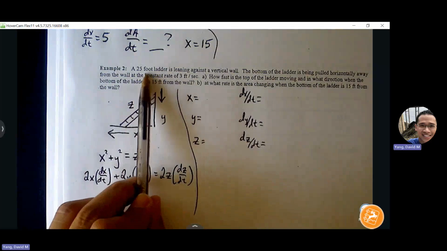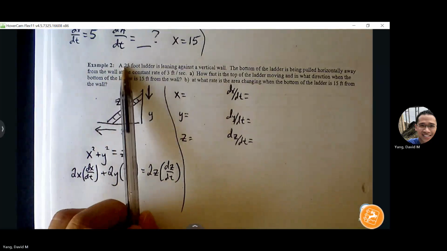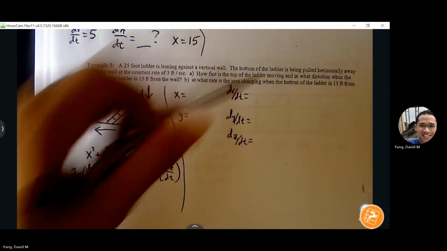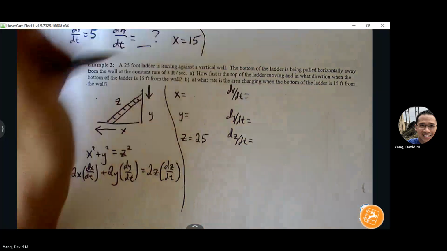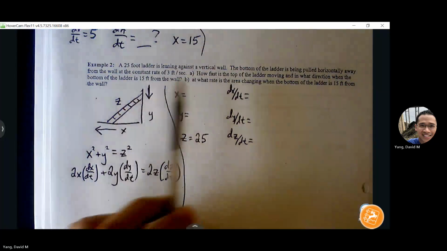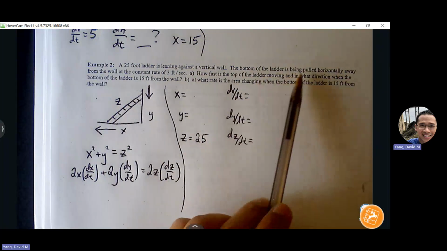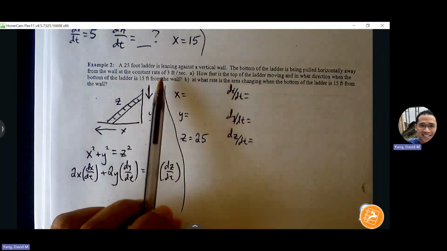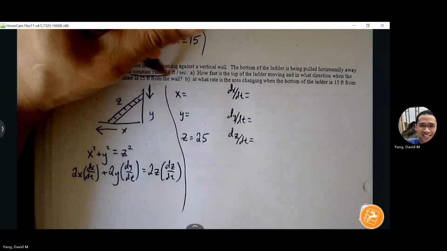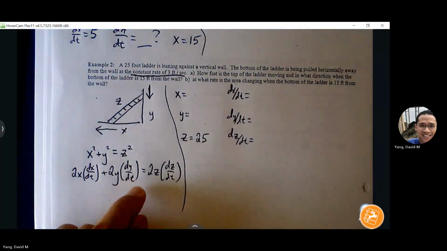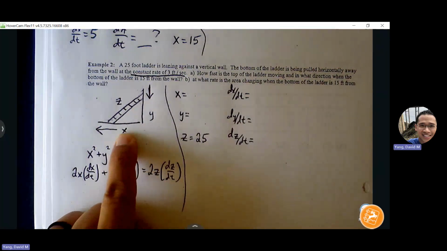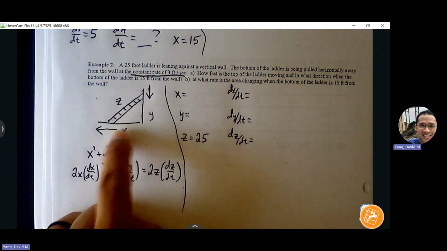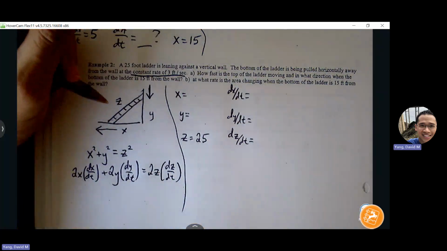Okay, 25-foot ladder. What is that referring to? c, yeah. Okay. The bottom of the ladder is being pulled horizontally away from the wall at a constant rate of 3 feet per second. d what over dt? 3 dx. Yeah, good. dx over dt, right? We're talking about that horizontal motion there, dx over dt.